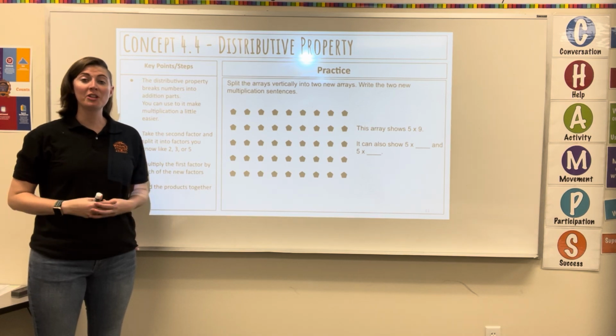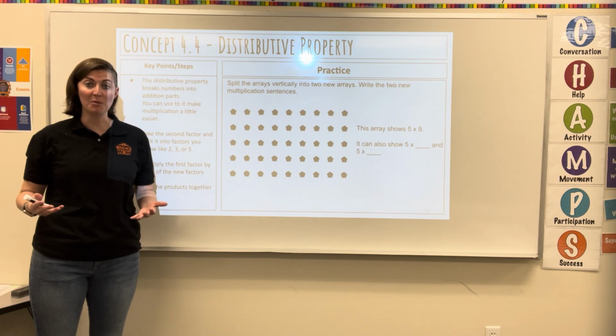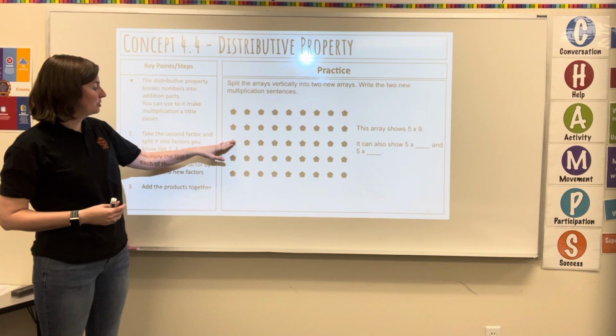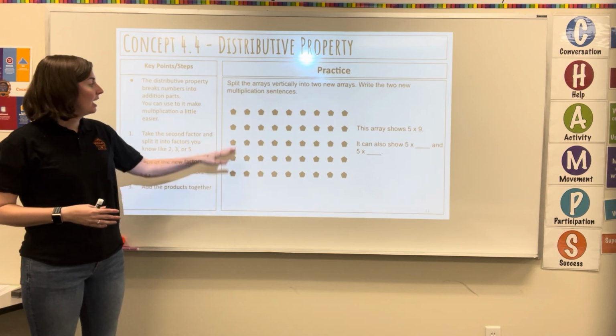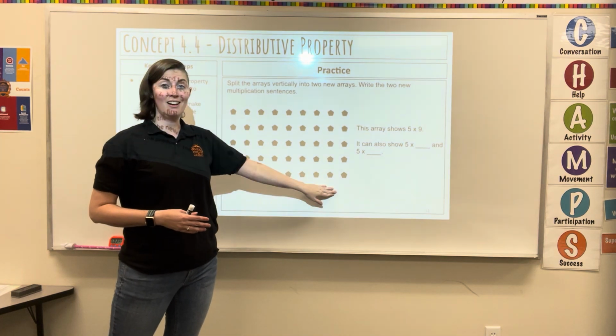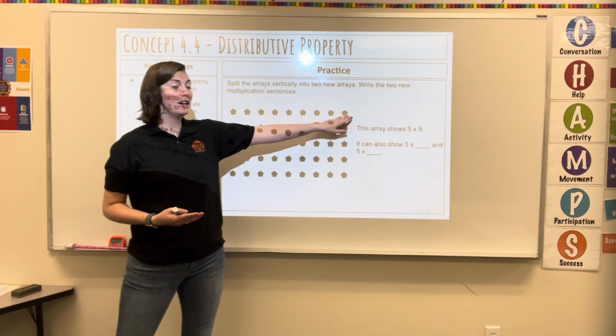In this video, we're going to be using arrays to help us in the distributive property of multiplication. So in this array, we have 1, 2, 3, 4, 5 rows and 1, 2, 3, 4, 5, 6, 7, 8, 9 columns. So this array is showing us 5 times 9.